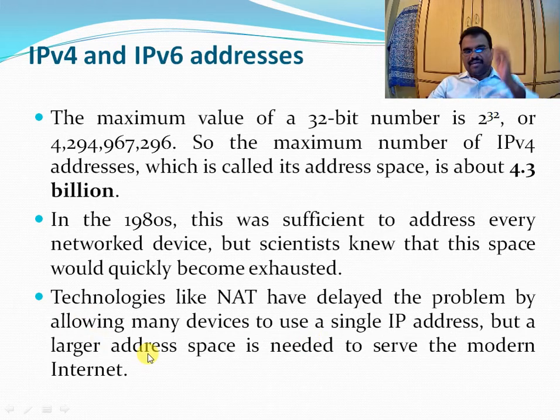So if we compare IPv4 and IPv6 addresses, the maximum value of a 32-bit number is 2 to the power of 32, or 4.3 billion. So the maximum number of IPv4 addresses, which is called the address space, is about 4.3 billion. In the 1980s, this was sufficient to address every networked device, but scientists knew that this space would quickly become exhausted. Technologies like network address translation have delayed the problem by allowing many devices to use a single IP address, but a larger address space is needed to serve the modern internet.